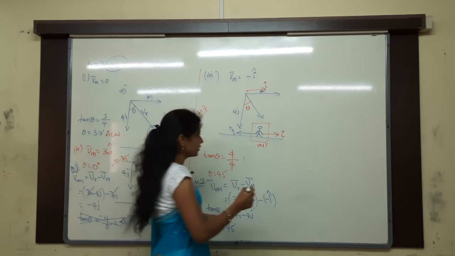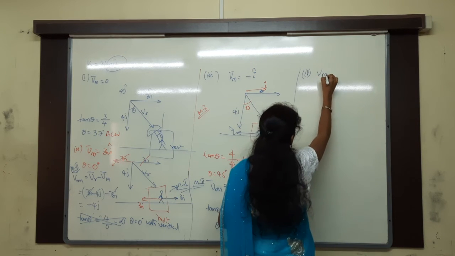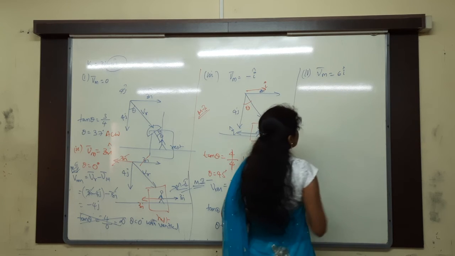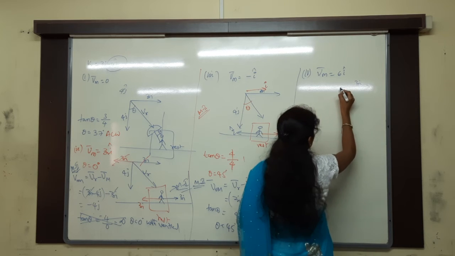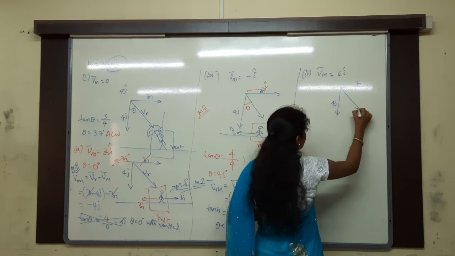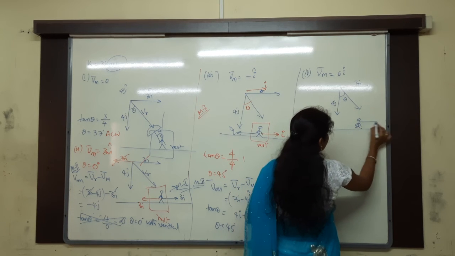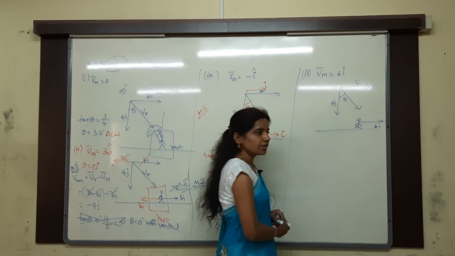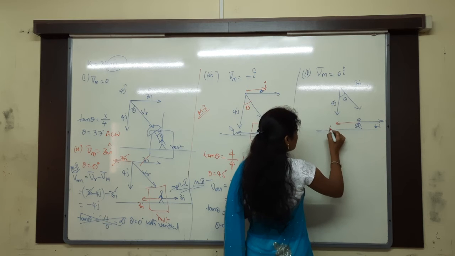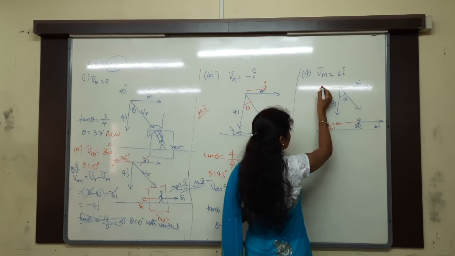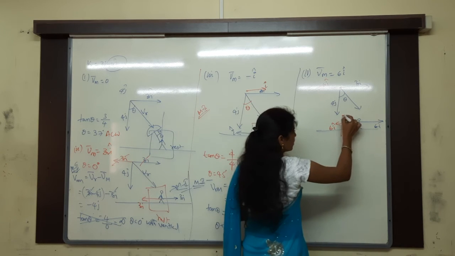Next problem. The next problem is a little different. Vm is equal to how much did they say? 6 i cap. Now the rain is again falling with the same velocity, 3i and then 4j. The man is moving with 6 i cap in this direction. Now I want to stop the man. Then what do I have to do? Give the same velocity in the opposite direction, 6 i cap only. Then this man is now at rest.